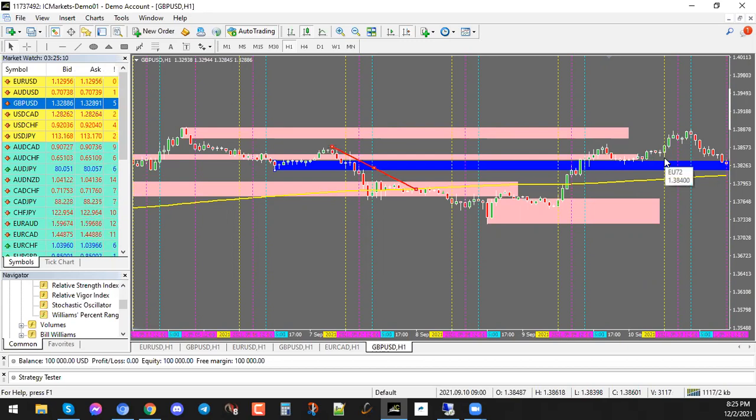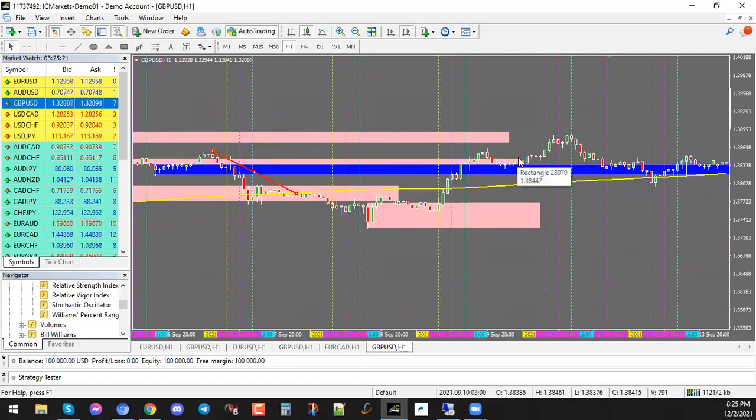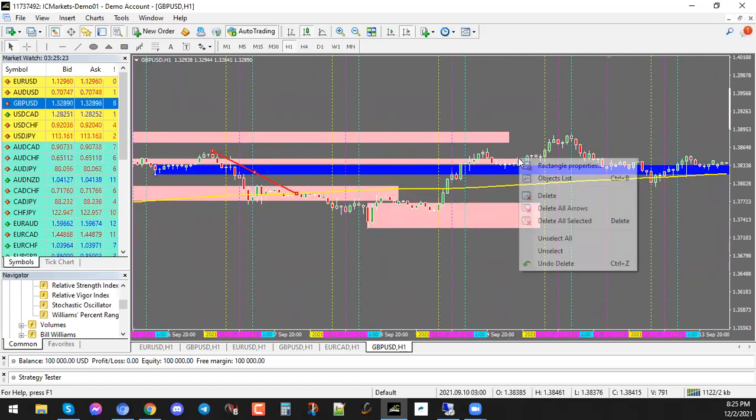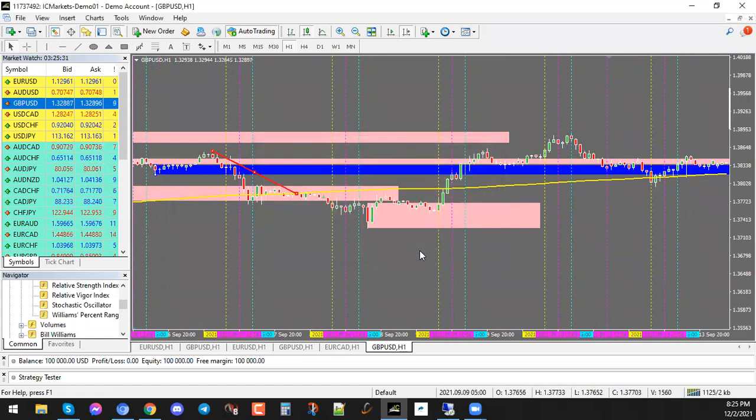It did pull back. It did not retest this order block. However, it retested a previous order block, which is this one. Right? So it retested that order block. Let me just push that out. Good. So you can see here that the price did pull back. It retested this order block.